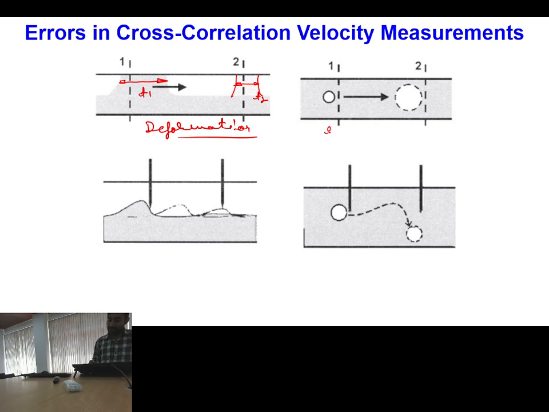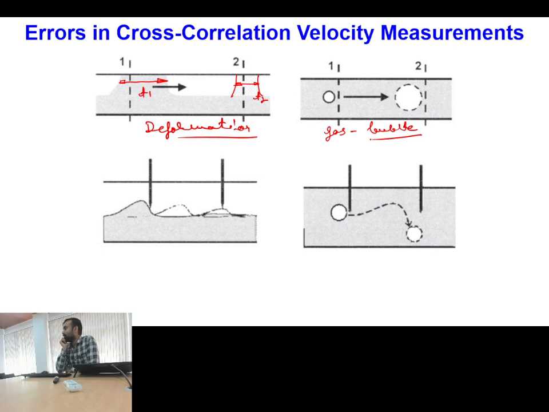Second is the presence of a gas bubble. Gases are more compressible in nature, so they can easily expand and collapse depending upon the local conditions of the surroundings. Here at location 1 you have a lesser volume of the bubble, and at location 2 the gas has expanded. So when you do the cross correlation, you will not get the precise velocity of the bubble, but the velocity of the bubble including the velocity of the interface expansion.